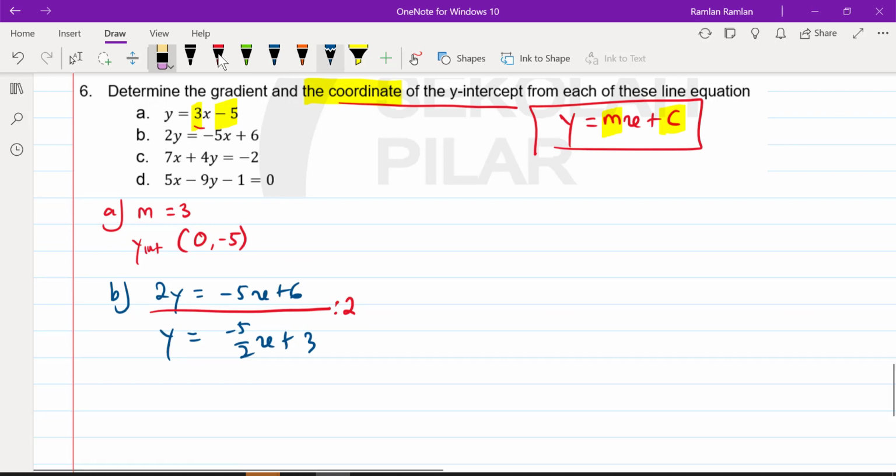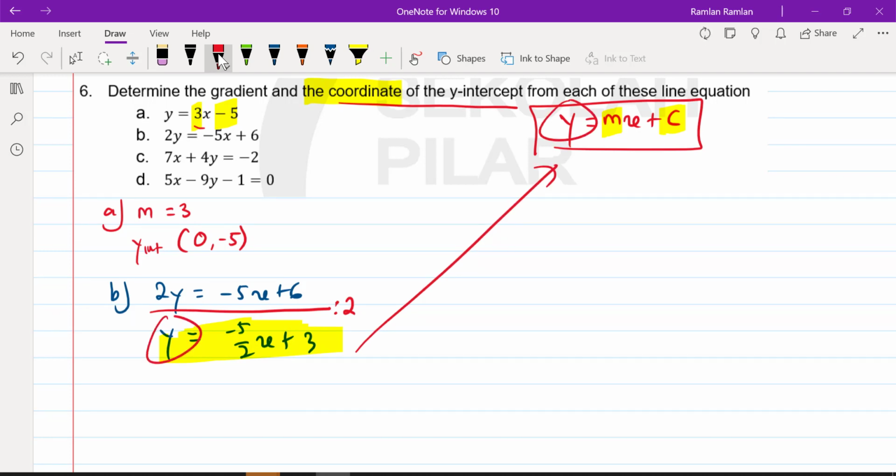This form is the same form as this guy. So the y is alone on the left side, and then I have a coefficient in front of the x, which is this one, the m. And then I also have this guy over here, which is the c value, and that is the y-intercept. So we can conclude from question B that the gradient is equal to -5 over 2, this guy over here. And for the y-intercept, the coordinate of the y-intercept will be 0, 3.